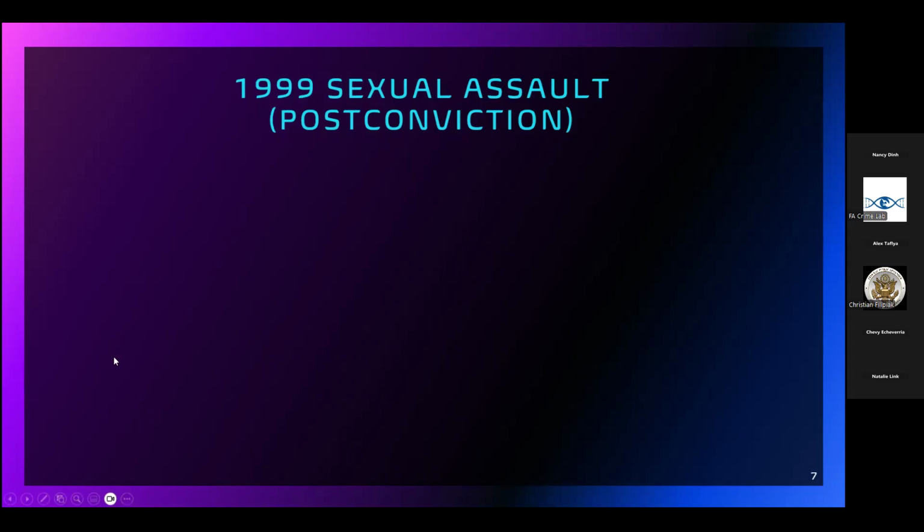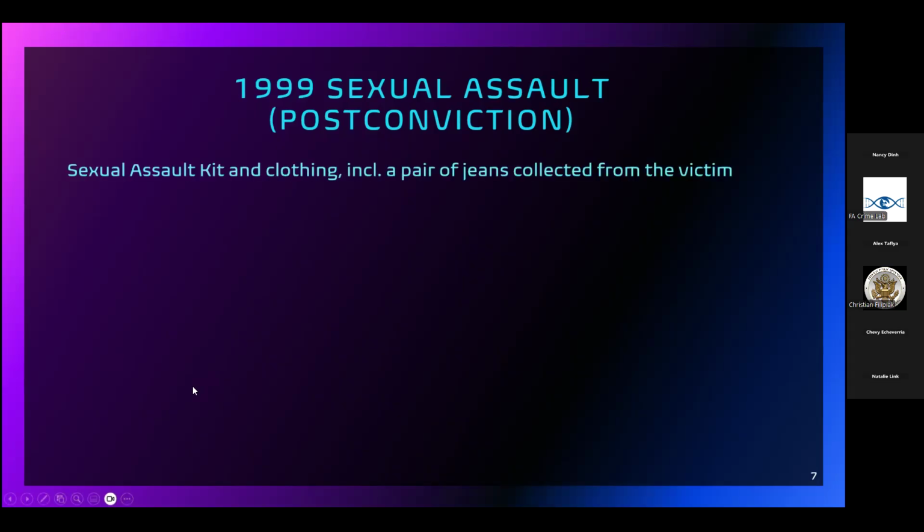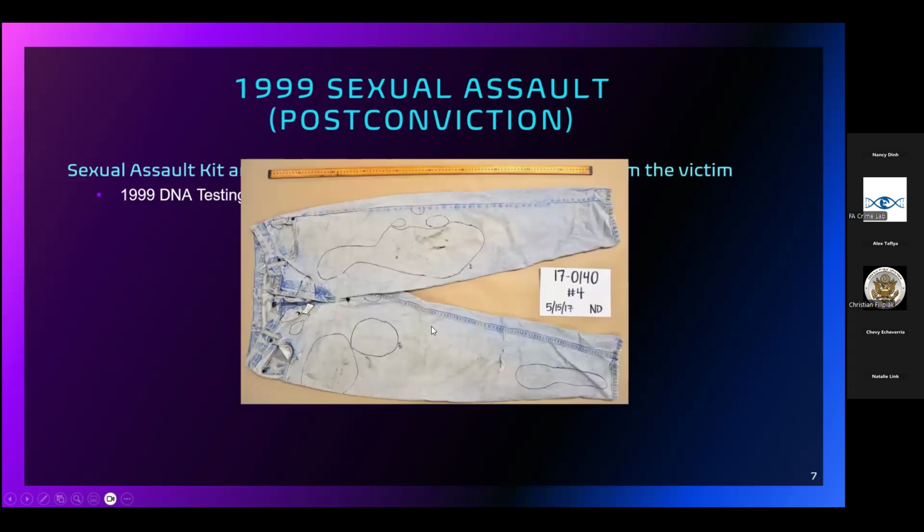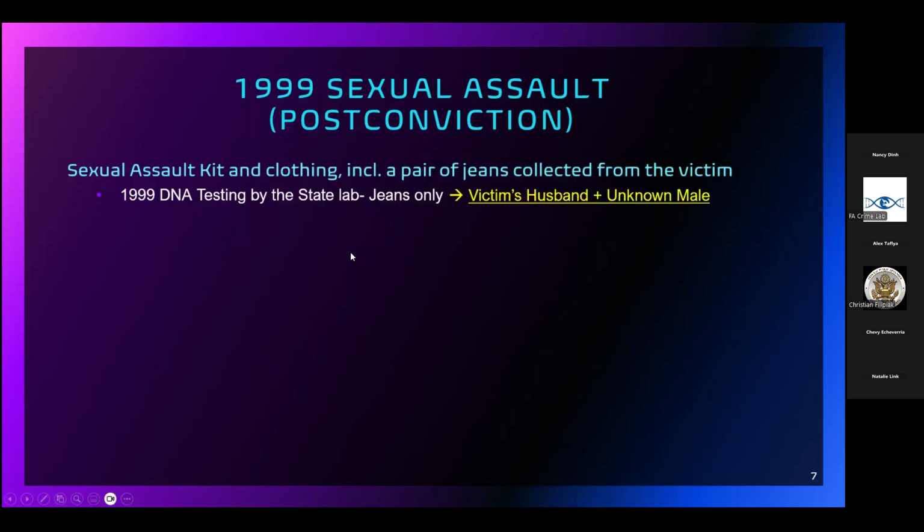So in 1999, the state lab received the sexual assault kit and the victim's jeans. So these are the jeans. They only examined the jeans. DNA testing at the time of a stain that was found on the inside crotch of the jeans revealed two male profiles, the victim's husband and an unknown male. So the defendant was eliminated as this unknown male.